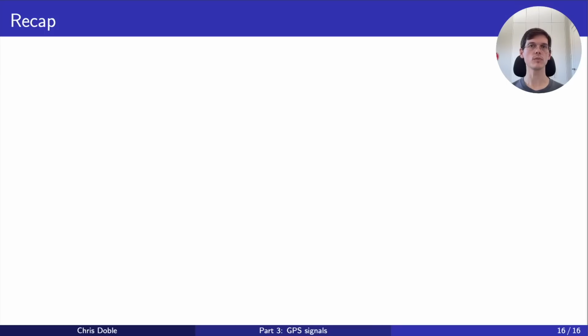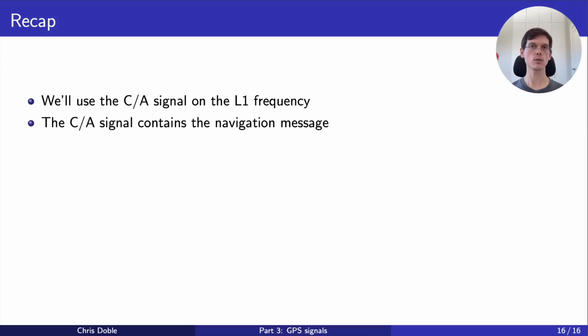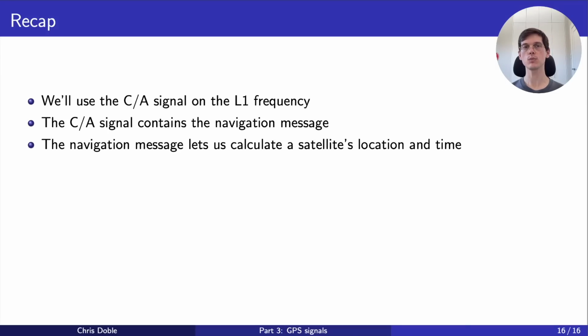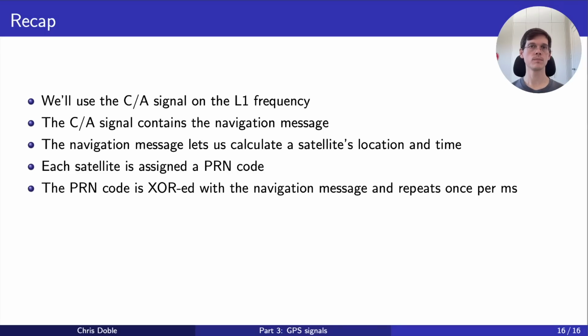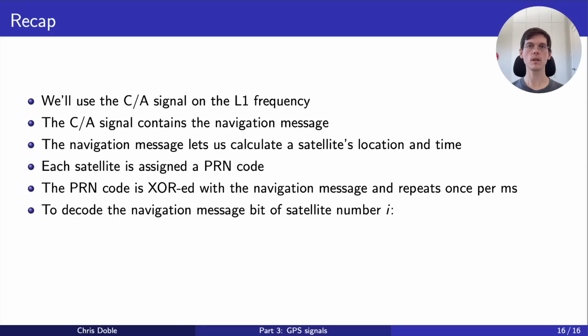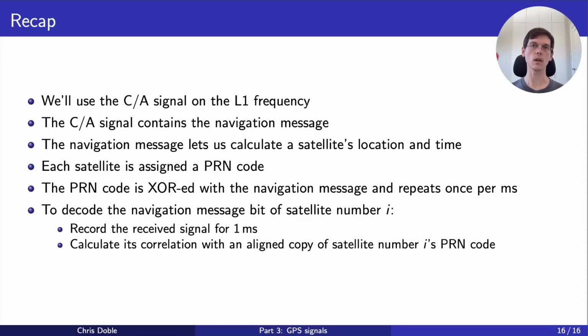Let's recap the important points from this video. Our receiver will use the CA signal on the L1 frequency. The CA signal contains the navigation message, which in turn contains the information we need to calculate a satellite's location and the time of its onboard clock. Each satellite is assigned a PRN code. That code is exclusive ORed with the satellite's navigation message, and it repeats once per millisecond. And finally, we can decode the navigation message bit of satellite number I by recording the received signal for 1 millisecond, then calculating its correlation with an aligned copy of satellite number I's PRN code.